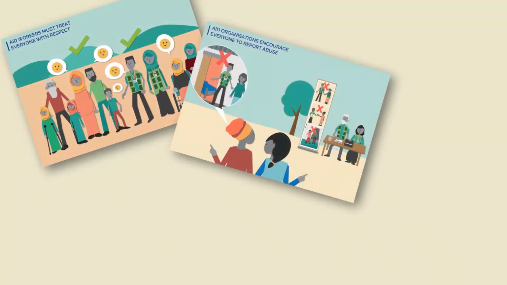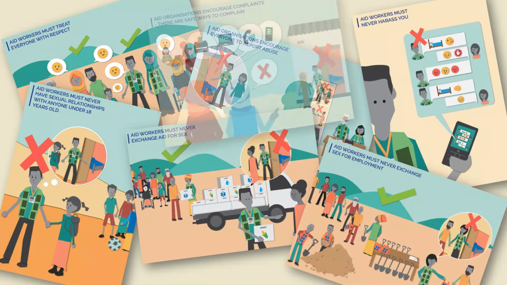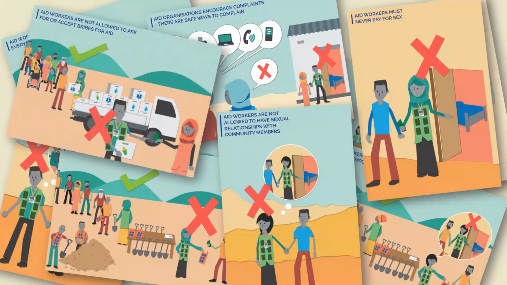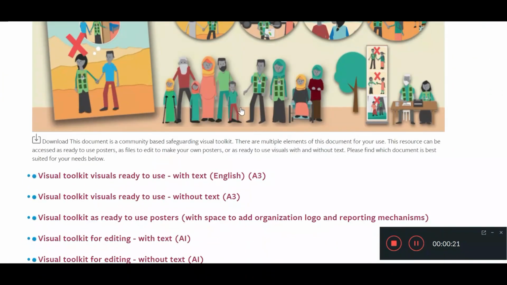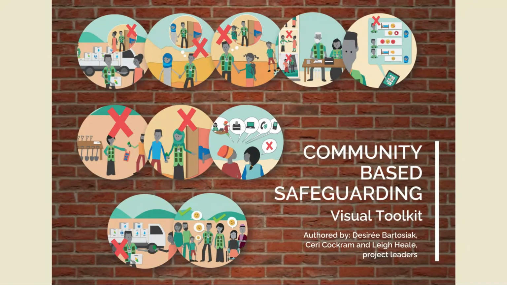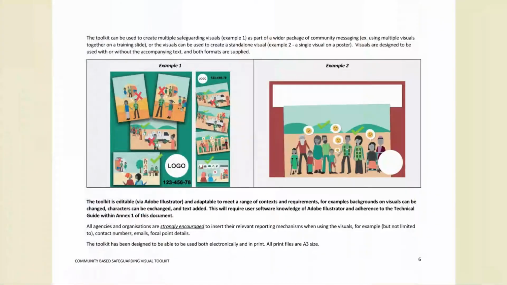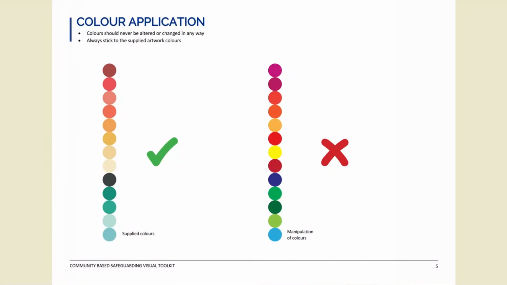The community-based Safeguarding Visual Toolkit offers visuals and messaging to inform and communicate with communities receiving aid, with the goal of protection against sexual exploitation, abuse and harassment. It is an open-sourced, editable, free resource and can be accessed through Interaction's website. There is also an accompanying user guide which outlines in more detail how the visuals were designed, the methodology, limitations, and a helpful technical guide alongside a frequently asked questions section.